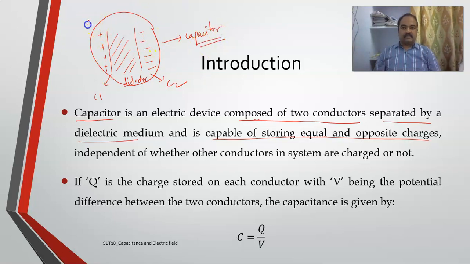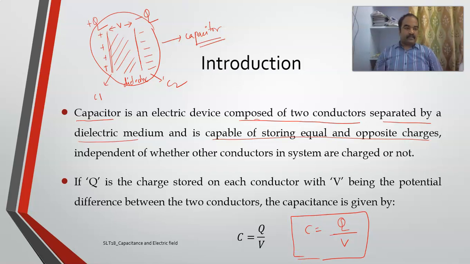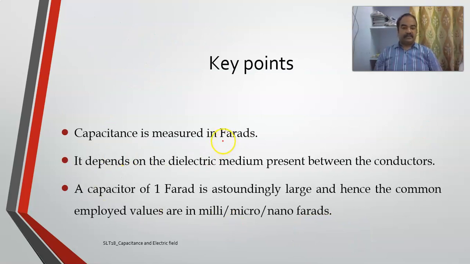So if the charges stored here are plus q and minus q, and since these two have opposite charges, let the potential between them be V. The capacitance of this capacitor is defined by C equals Q by V: the charge, since they are equal and opposite, divided by the potential difference between the two conductors. This is the basic formula, and capacitance is measured in farads, represented by F.